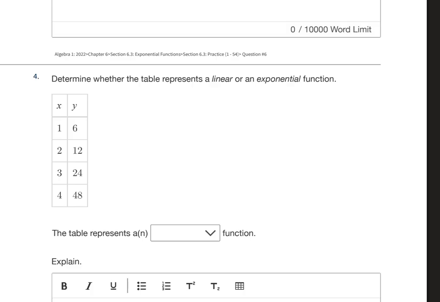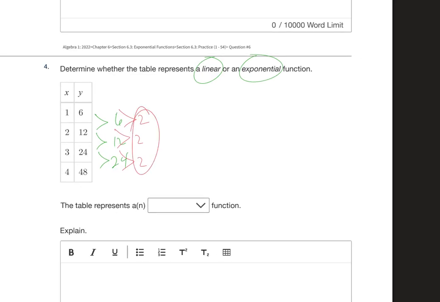Crazy, right? Does this table represent linear or exponential? Well, looks like it's going up by 6, by 12, by 24. Okay. Or you could say that's times 2, times 2, times 2. I would say, yes, that is an exponential function because of the multiplying by 2 parts. So, yes, it's exponential. Great.